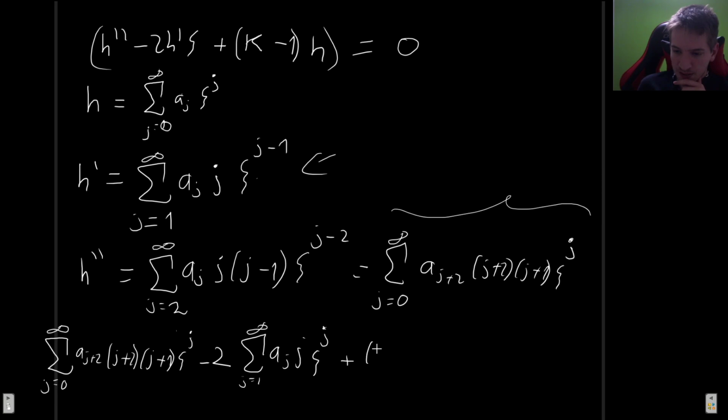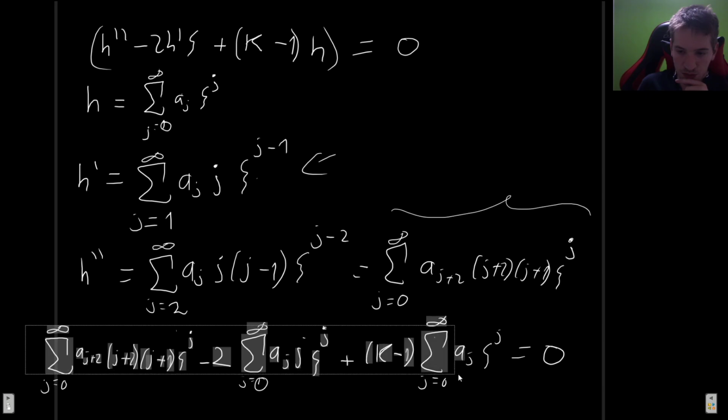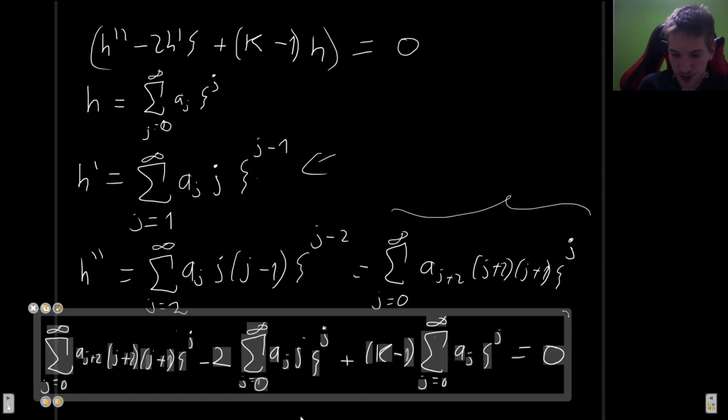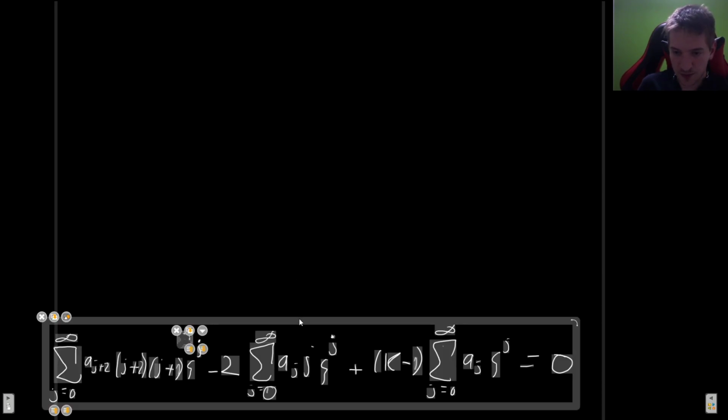Okay, so plus k minus 1 times h. But h is just the sum from j equals 0 to infinity. By the way, it starts at 0. I did not change anything there, so it just starts from 0. That's going to be aj psi to the jth power, and this has to be equal to 0. So let us now go to the next page where we can solve this.